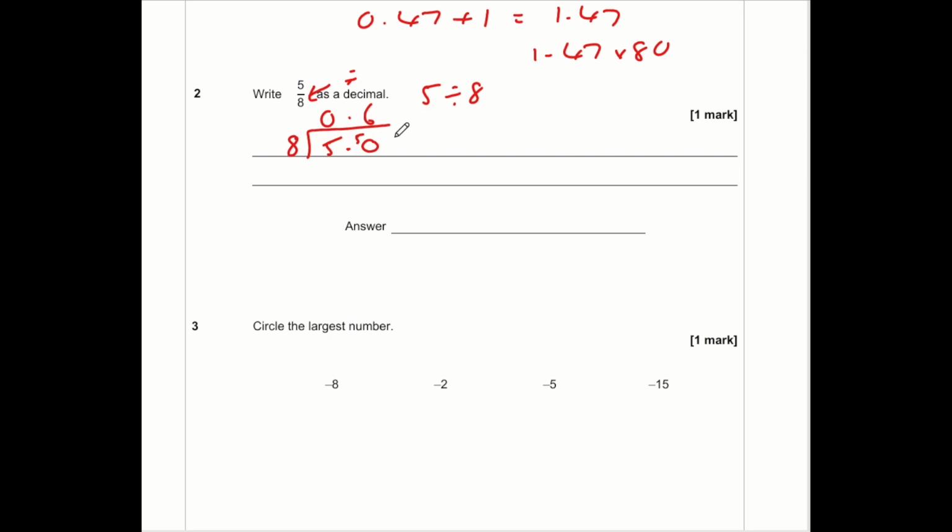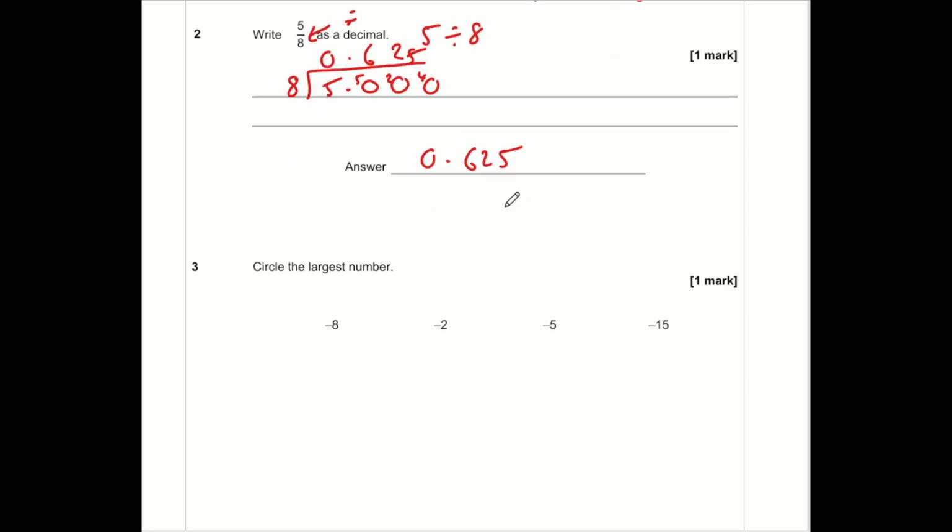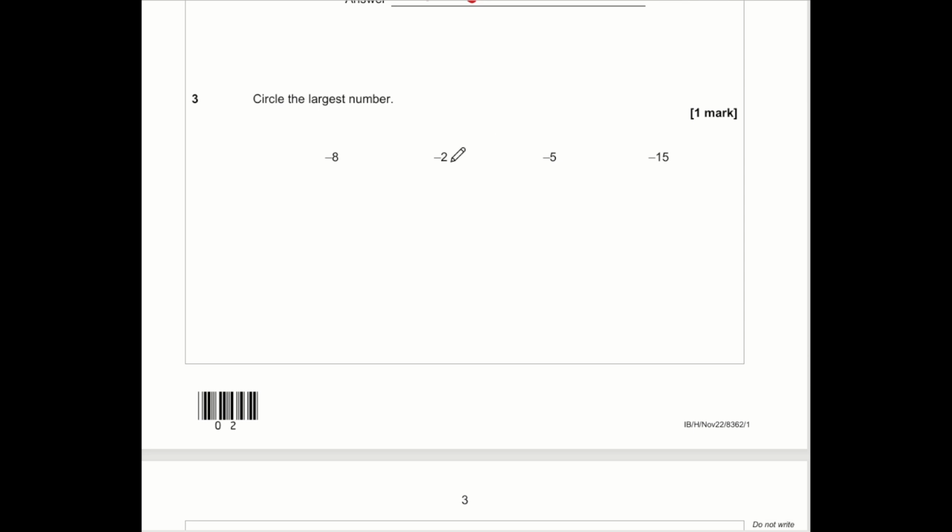6 8s are 48, so that's a remainder of 2, so I'll put in another 0 so I can park the 2 on it. 20 divided by 8 is 2 with a remainder of 4, so another 0 so I can park the 4 on it. 40 divided by 8 is 5, so the answer is 0.625. Not a fun question if you're not confident using the bus stop method, particularly where you're having to create a decimal answer.